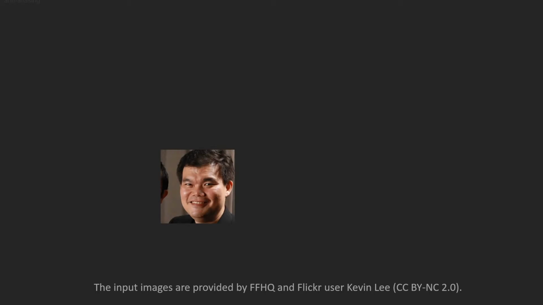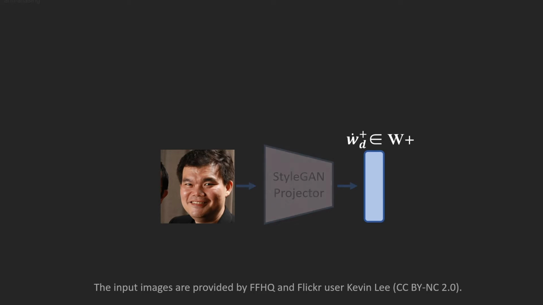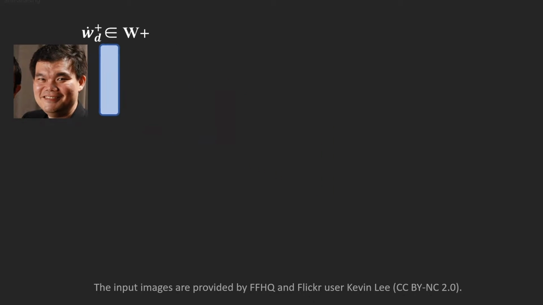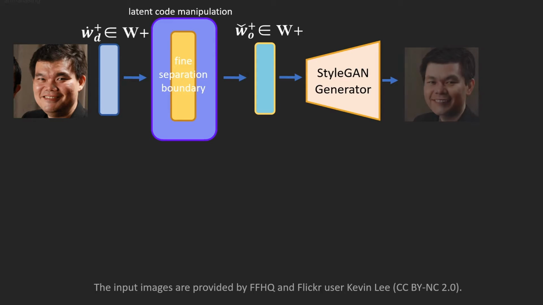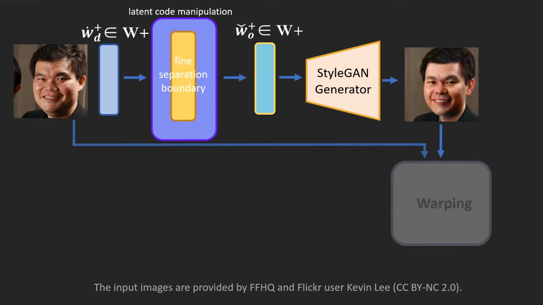Then we describe how to eliminate a double chin in detail. The input portrait image is fed to a StyleGAN projector to get its latent code. We use a proposed fine separation boundary that directly edits the latent code and eliminates the double chin while preserving face identity. After applying the style mixing approach to the new latent code and the input latent code, we generate a new portrait image. To address the subtle misalignment in the new portrait image, we perform a warping process.